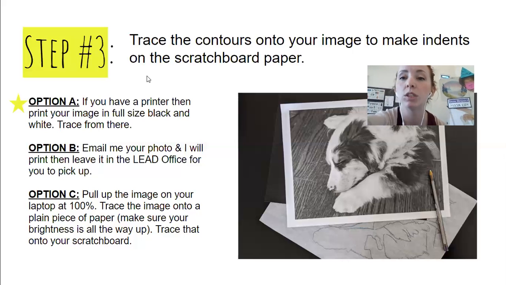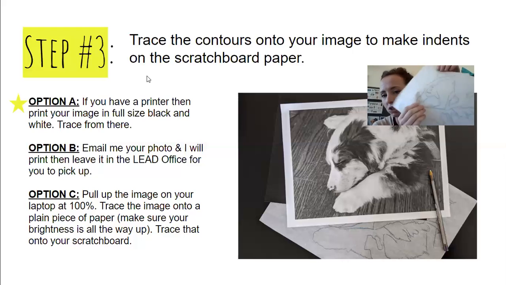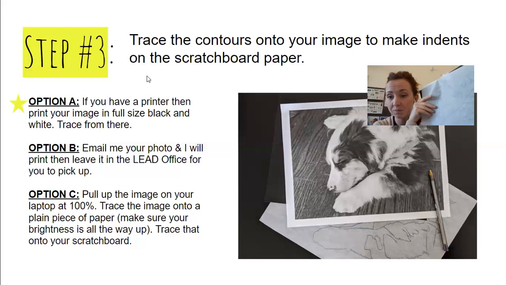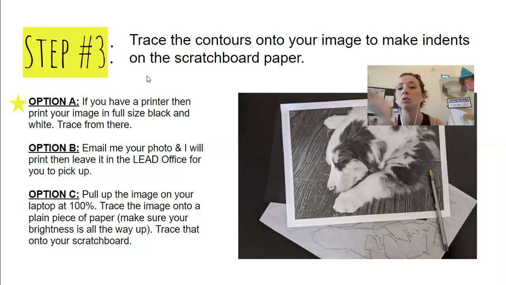So essentially, it would look kind of like this. This isn't regular paper, but it's the same idea. You just basically have just those contours drawn on here, okay? Then you could take this and put it on top of your Scratchboard and trace that on top of it to transfer those indents onto your Scratchboard. Should look exactly the same as if you printed it off, but that's another option if you can't print it off.